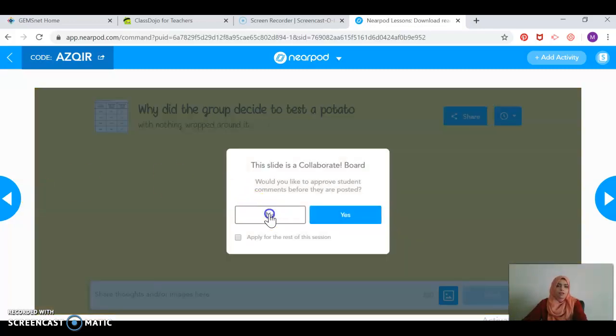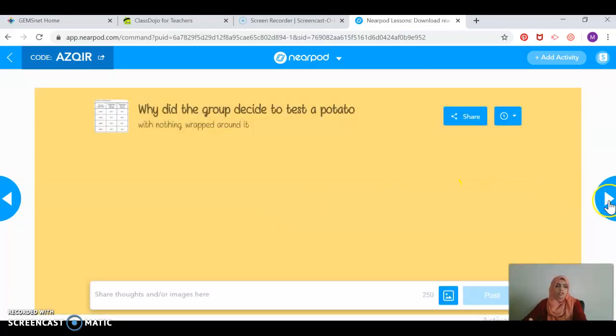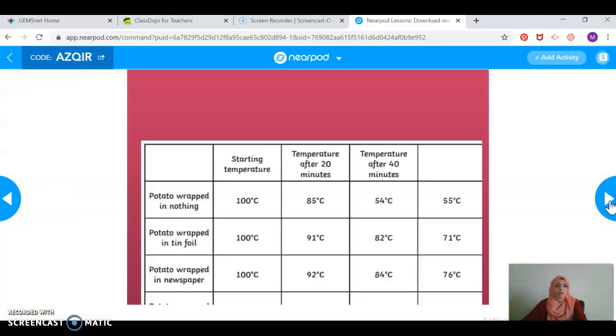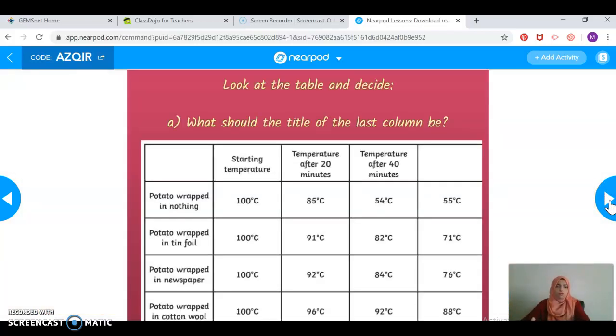You have to think of why they are changing it. Maybe because they want to compare. If you don't wrap the potato with anything and then you wrap others with different things, you will know a better result. This one was not wrapped, so how did it cool compared to the one wrapped in tin foil, or in newspaper? In order to compare, they must have kept one potato unwrapped.